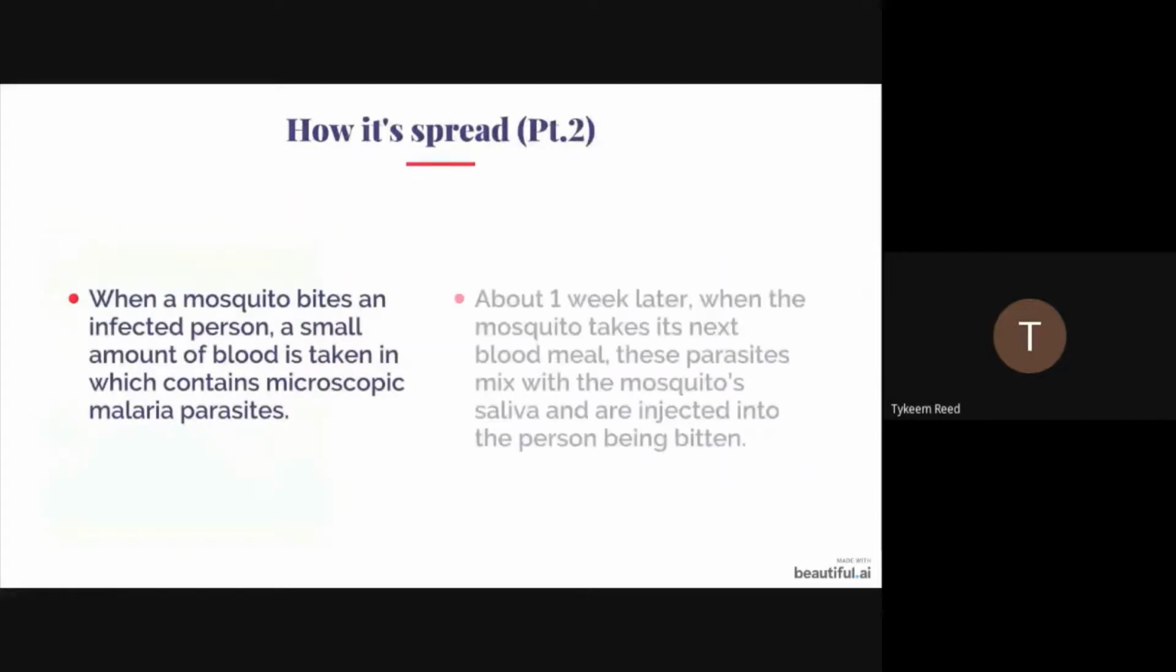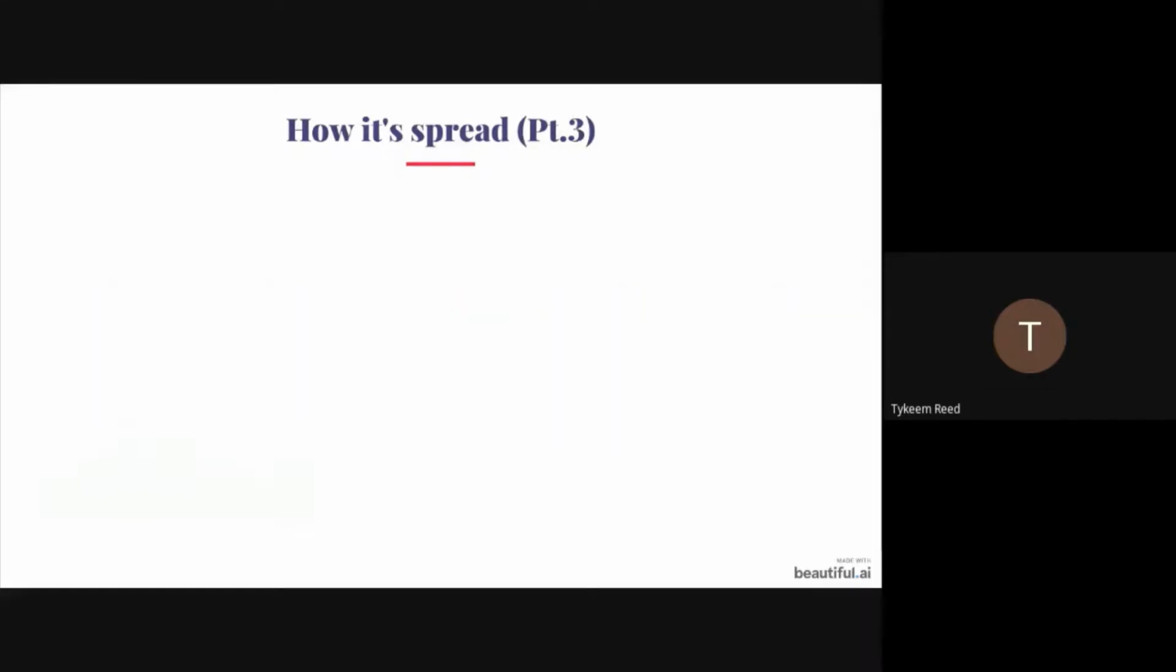See right here, when a mosquito bites an infected person, a small amount of blood is taken, which contains microscopic malaria parasites. About a week later, when the mosquito takes its next blood meal, these parasites mix with the mosquito's saliva and are injected into the person being bitten, and that leads to malaria.